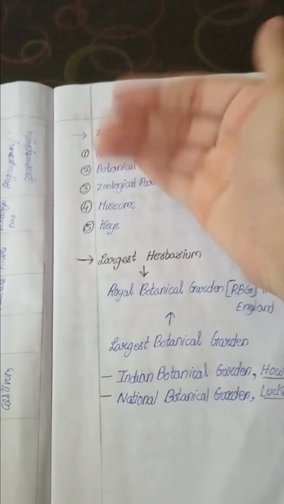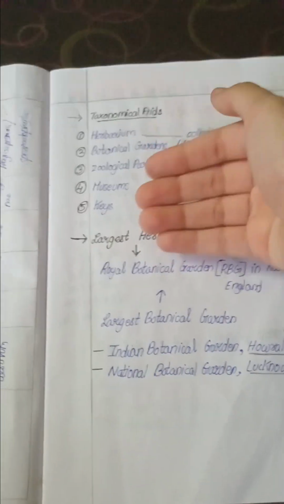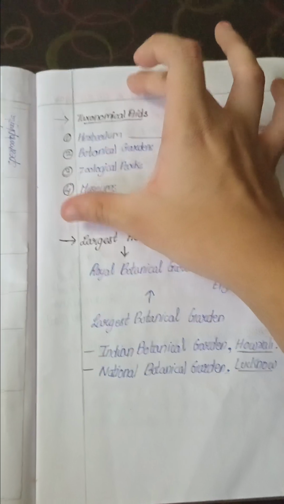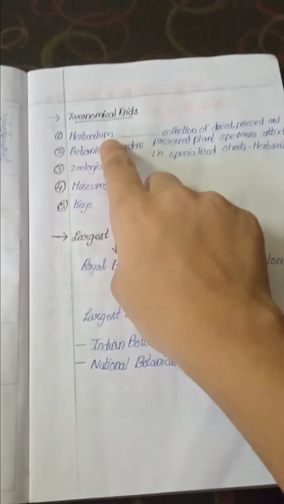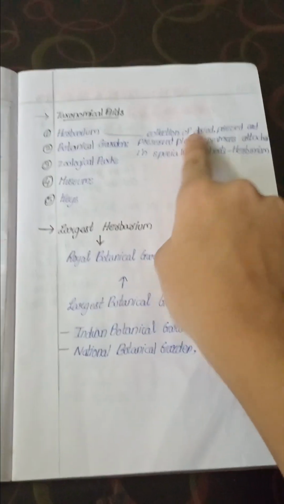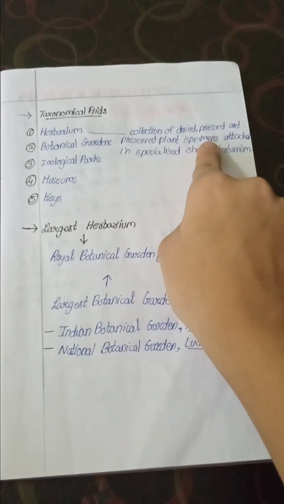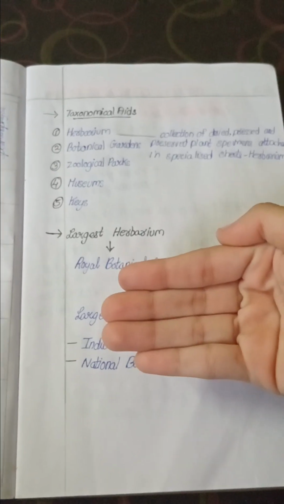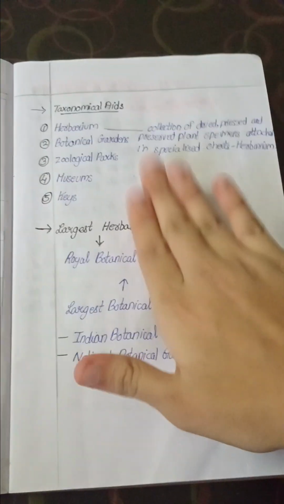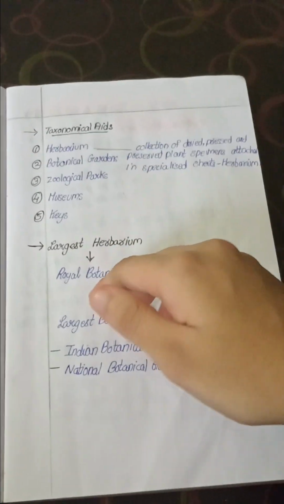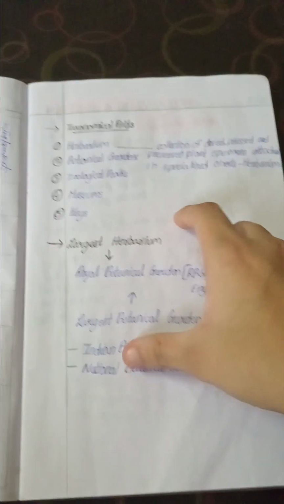Now the different types of taxonomical aids. Taxonomical aids are nothing but ways in which the different taxonomic specimens are kept or preserved safely. Herbarium. Herbarium is a collection of dried, pressed and preserved plant specimens attached on specialized sheets. In a herbarium, they take a specialized sheet, collect the dried and pressed preserved plants, and attach them to the sheets to keep them for display.